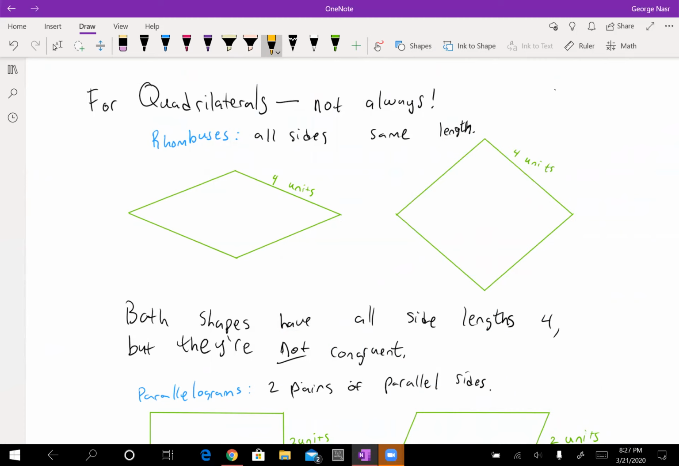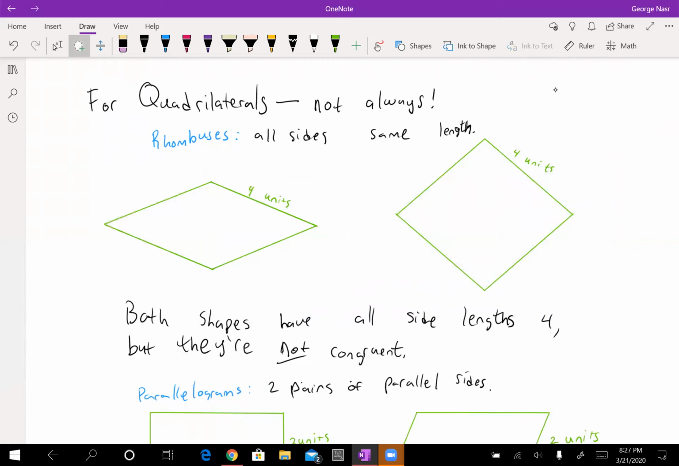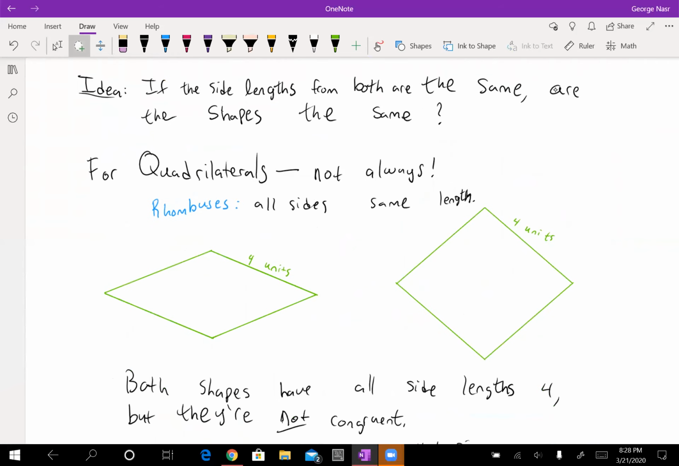I've drawn two different rhombuses, but these are definitely not congruent, right? If I take one and put it on top of the other, there's no way I can make this one the same shape by adding rotation or reflection, right? So rhombuses do not satisfy this rule, because these all have 4 units as their side lengths, so all the side lengths are 4, yet these are not congruent.